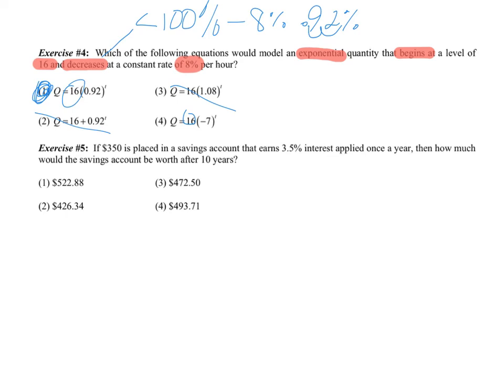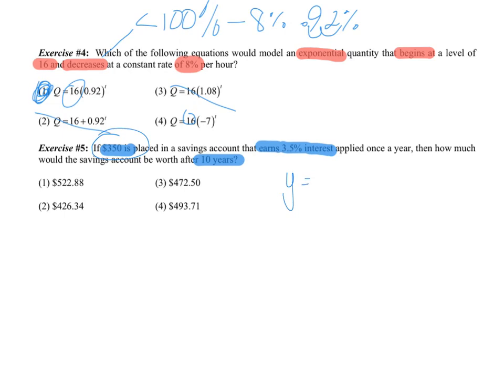I'm going to do the same here with exercise number 5 to continue to make sure that we're following these steps of highlighting and understanding and breaking down the question before I begin to answer it. Exercise number 5. If $350 is placed in the savings account that earns 3.5% interest applied once a year, then how much would the savings account be worth after 10 years? So a couple things I highlighted that will be really important. How much money am I beginning with? I hope that you can, when you read this, realize that we're beginning with $350.